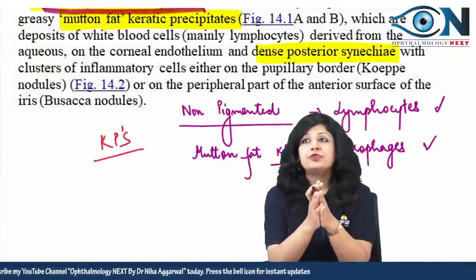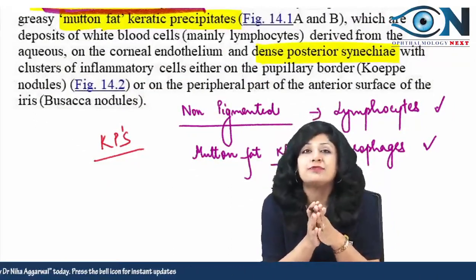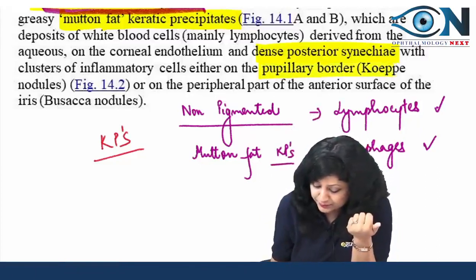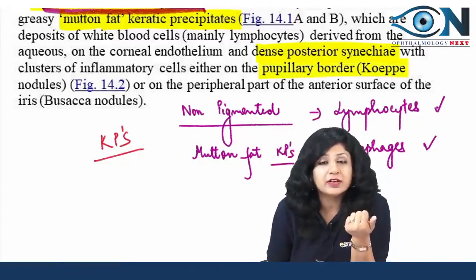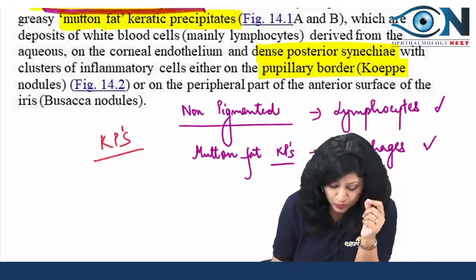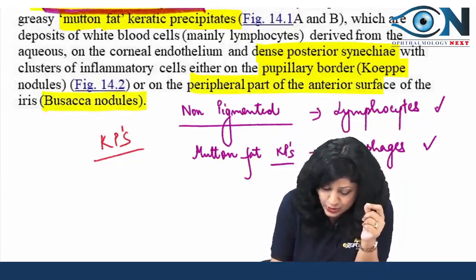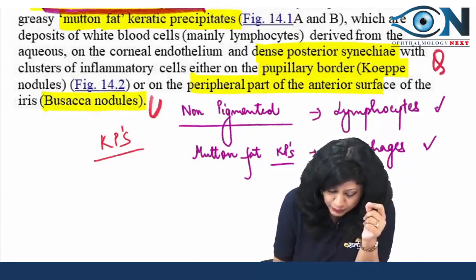Whenever you have iris nodules, they are again a feature of granulomatous kind of uveitis. There I can have nodules on the pupillary border. These are called Koeppe nodules. We can also have nodules on the peripheral part of the iris. These are called Busacca nodules. So again, we have two kinds of nodules.